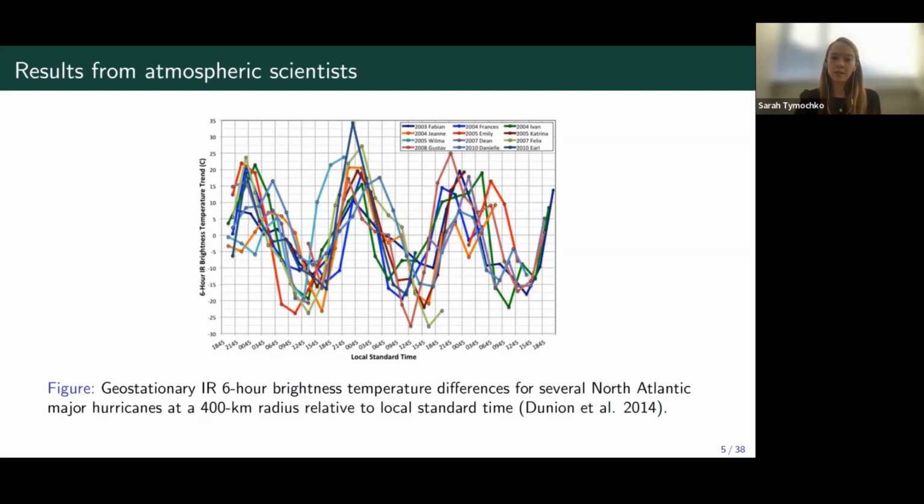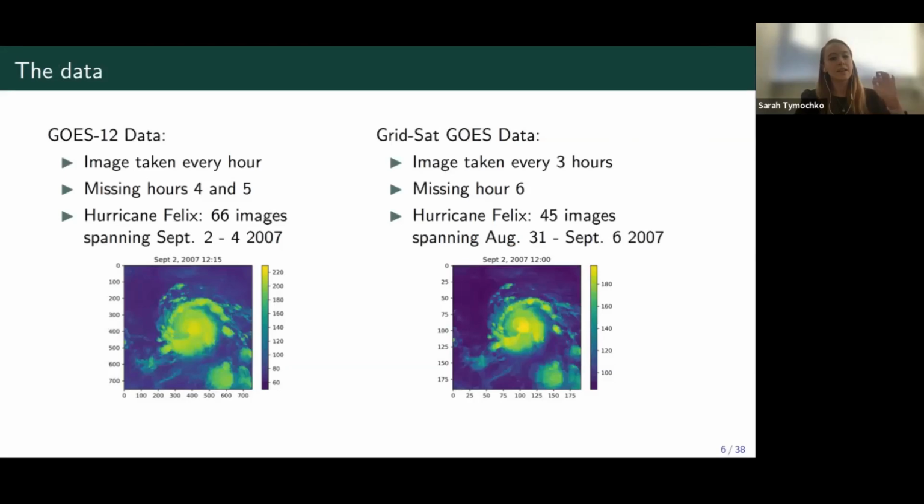So our goal was, can we sort of recreate this idea of detecting this periodic pattern, but using a more automated approach, using tools from topological data analysis? And so we started with two different data sets. Both of these are from Hurricane Felix in 2007. I know that feels like a lifetime ago at this point, but that was the starting data we had. And so the two different data sets are from the same storm, but have different features.